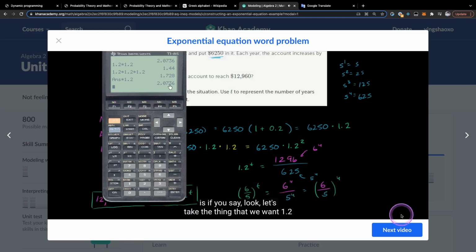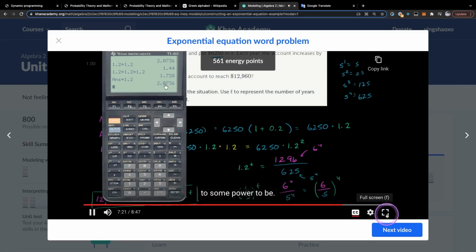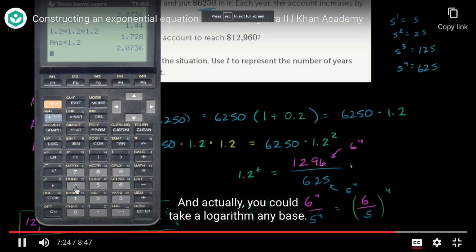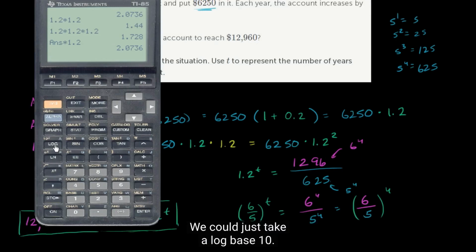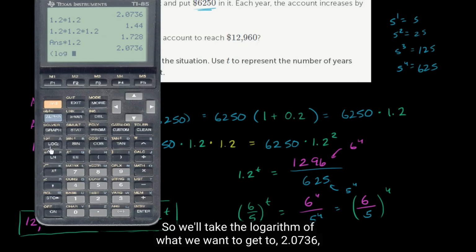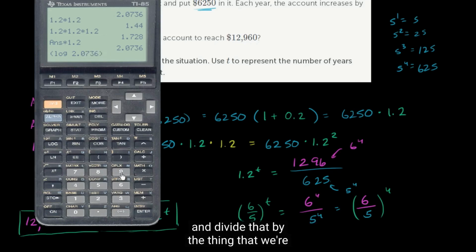Let's take the thing that we want 1.2 to some power to be. Let's take the logarithm of that. And actually, you could take a logarithm of any base. Your calculator tends to have a natural log, which is base e, and a log base 10. We could just take log base 10. So let's do that. We'll take the logarithm of what we want to get to, 2.0736, and divide that by the thing that we're trying to take the power of to get to this number. So divided by the logarithm of 1.2.